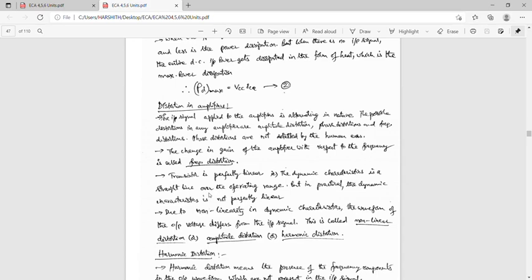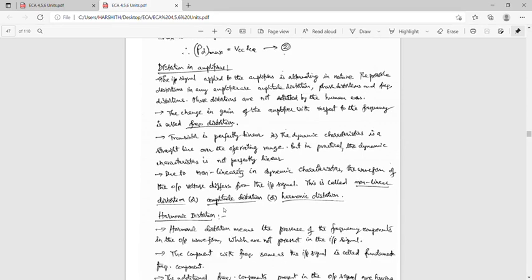This is the class A power amplifier. And the distortions in amplifiers are harmonic distortions. This is very important: harmonic distortion in class A power amplifiers.